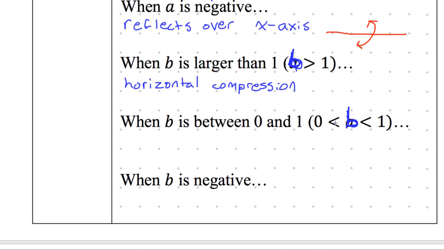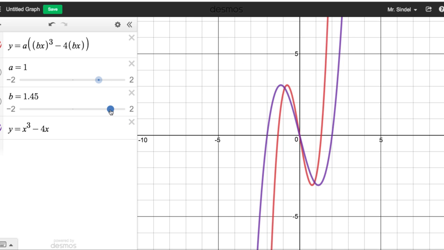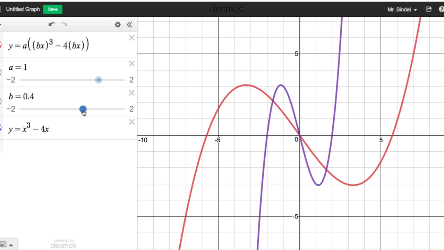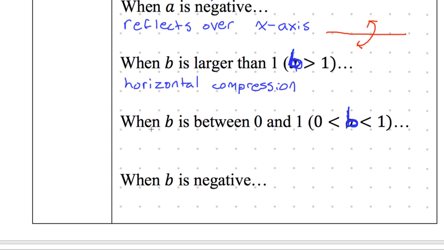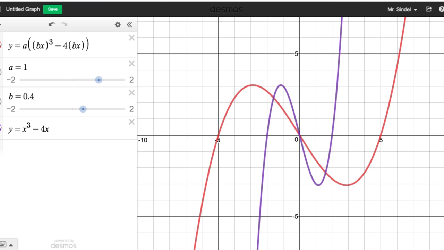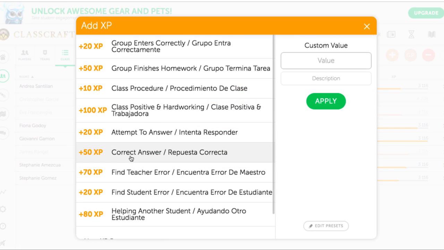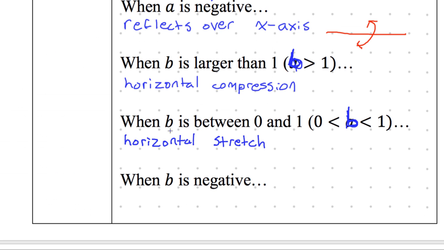Now between 0 and 1, let's go ahead and take a look at our graph. So it was here at 1. I'm going to change this red function to be between 0 and 1. What would you call this thing between 0 and 1? We'll give it to Fiona. Horizontal stretching. There it is. Stretch. I'll give it to her. And let me come back over here. Give Stego your XP. Give Fiona your XP. Perfect. We're almost done. Almost done with the front side.